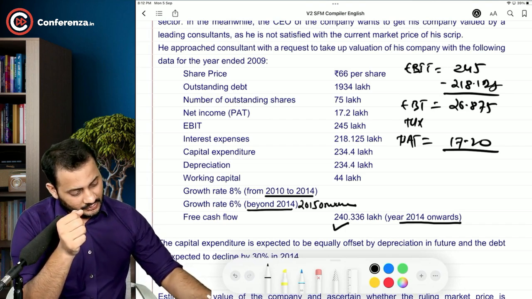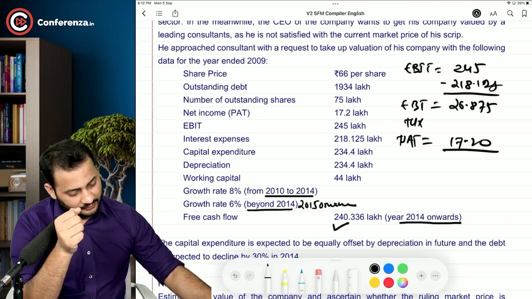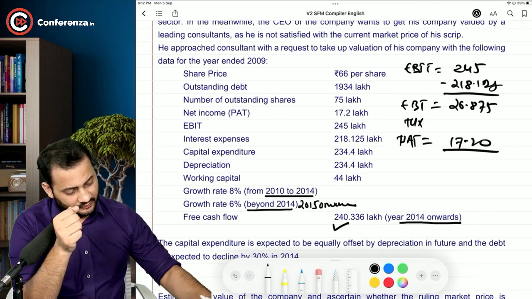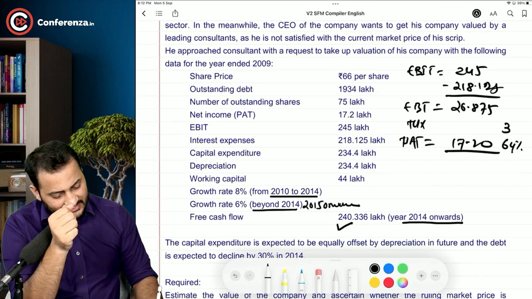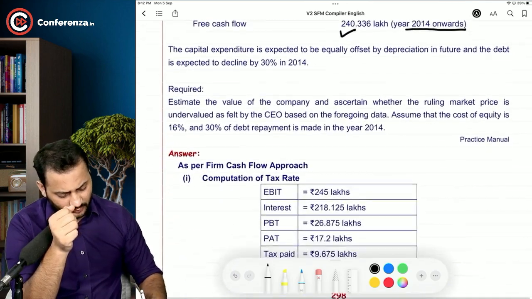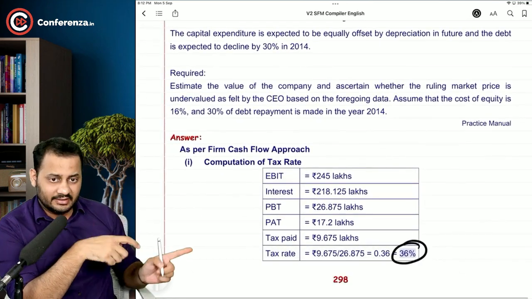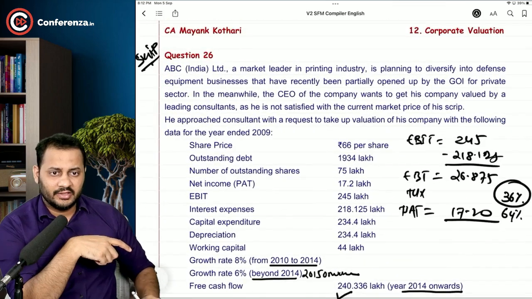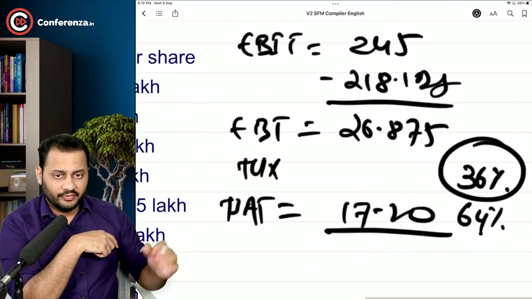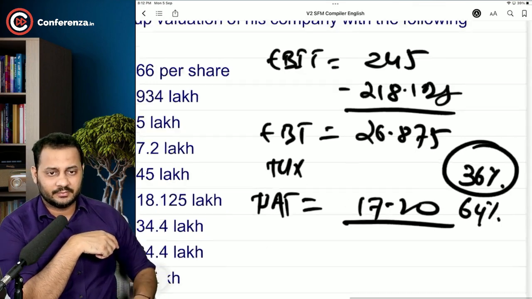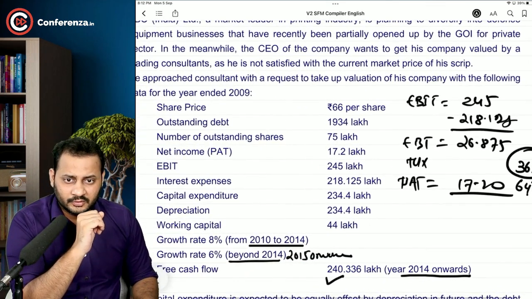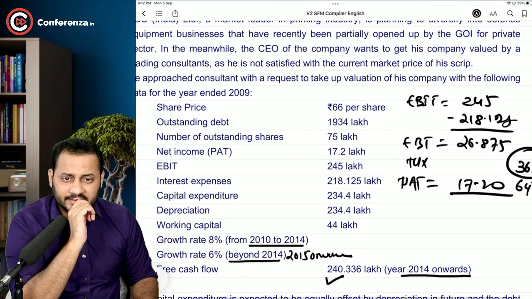So 17.2 divided by 26.875 comes to 64%. That means the tax rate is 36%. This is proper. You can see the tax rate is 36%. It's very easy. If you know the two figures like profit after tax and earnings before tax, you can easily calculate the tax. But one more thing which needs to, yeah, this much is okay.